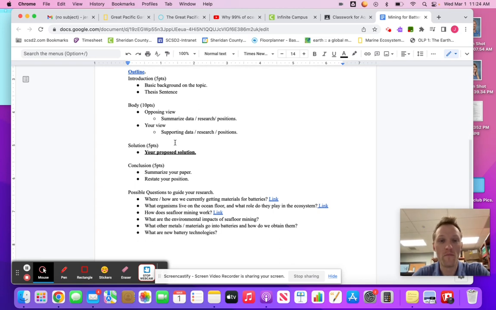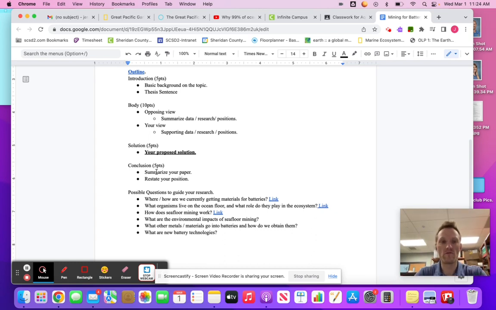Okay. Then this is kind of the interesting portion. So a lot of the time these are a little bit messy. So what you want to do is come up with a solution. How do we make this better? How do we actually make this work? So that's going to be kind of the interesting piece for this, just to see what you come up with. And then finally, the conclusion is just a brief summary of the paper itself, what you talked about, and then restating your position.